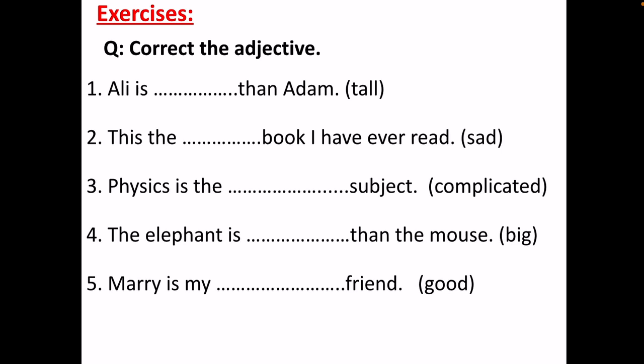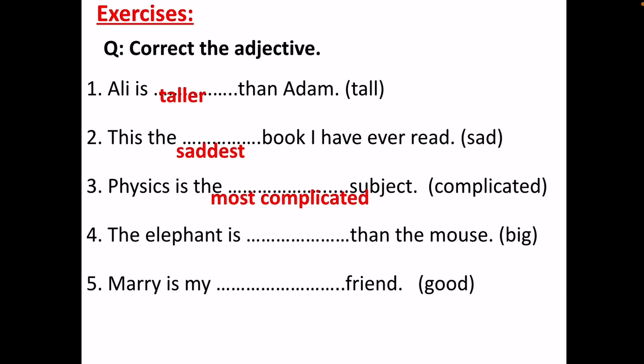Let's do it. Ali is dash than Adam. We have than, so we're going to use a comparative adjective. Taller. Ali is taller than Adam. This is the. We have the, so we're going to use the superlative adjective. This is the saddest book I have ever read. Physics is the. We have the, so we're going to use most, because complicated is more than 2 syllables. So physics is the most complicated subject.